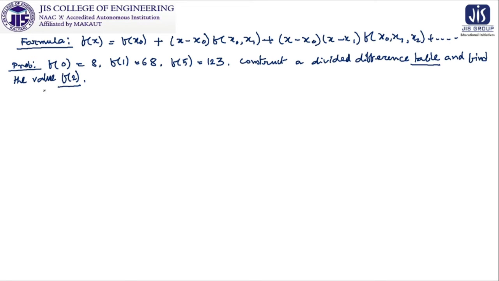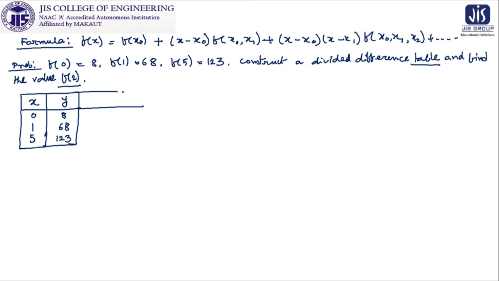And the first observation is that here, if I think about the table, it is x, it is y. Please look at this, how it is going on. In case of x, we write the values as 0, then 1, and then 5. So immediately our conclusion is that it is not at all an equispaced data set. And the observed functional values are 8, then 68, and then 123. So obviously here there is no question of constructing a forward difference table or backward difference table.